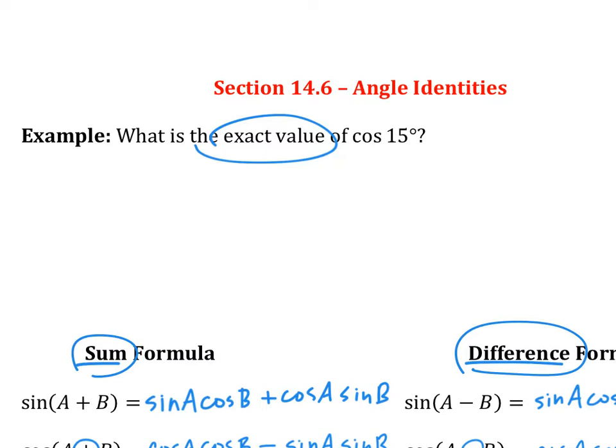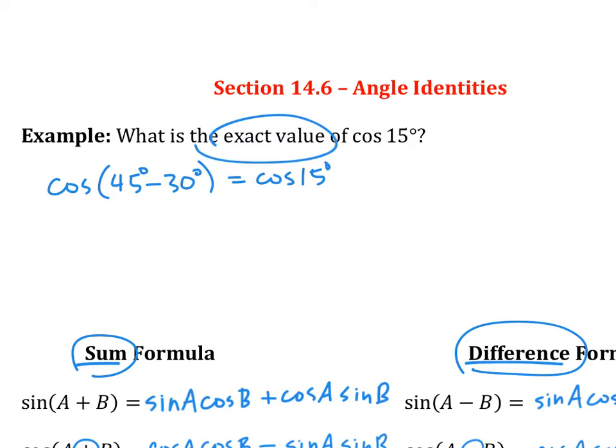Okay, so think about it. Which two angles, when you add them together or when you subtract them, give you 15 degrees? But those two angles have to also be in the unit circle, so that we know the values of them. Okay, so you probably said something like this: cosine of 45 minus 30 degrees, right? So this is going to be cosine 15.